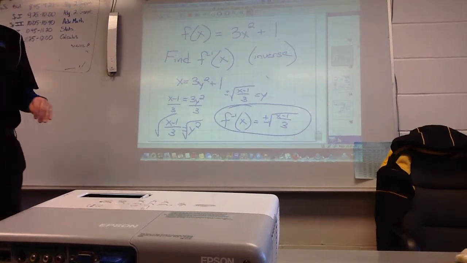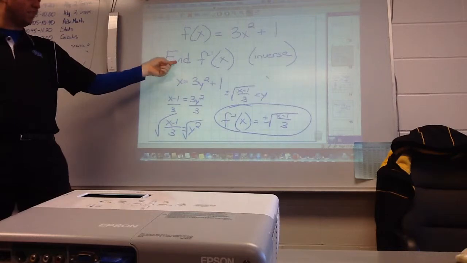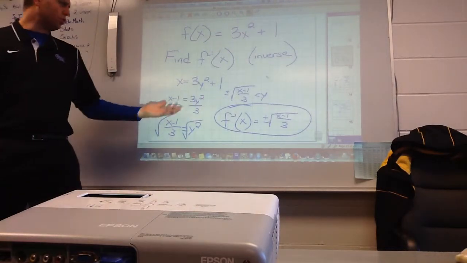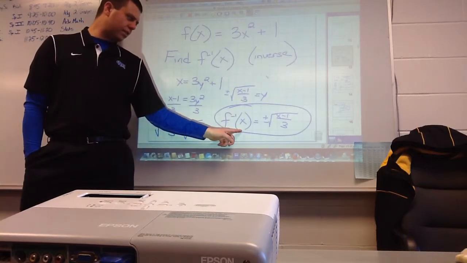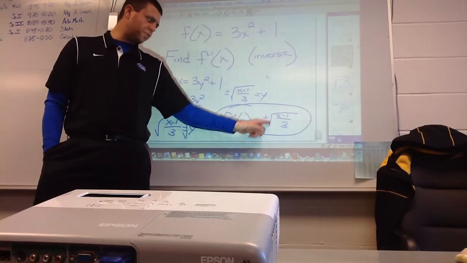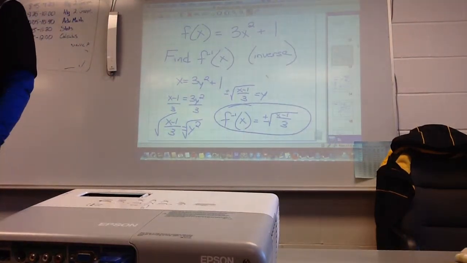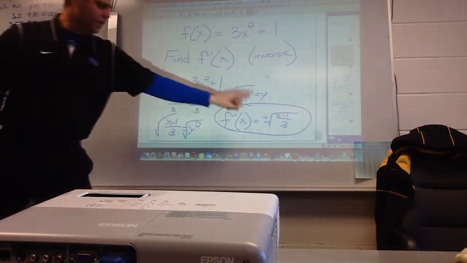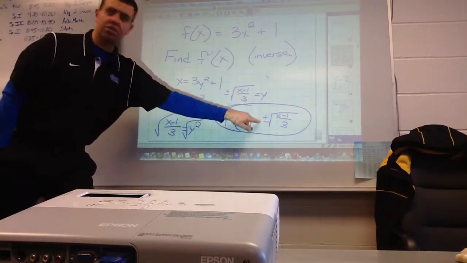And then the last step is just using the correct notation. The directions did say find f inverse of x. So instead of writing y equals, let's write f inverse of x equals plus or minus the square root of x minus 1 all over 3. This is the inverse function of this. They would undo one another.